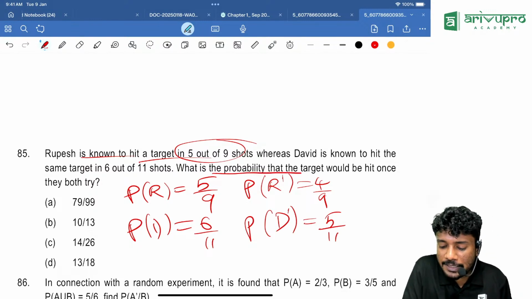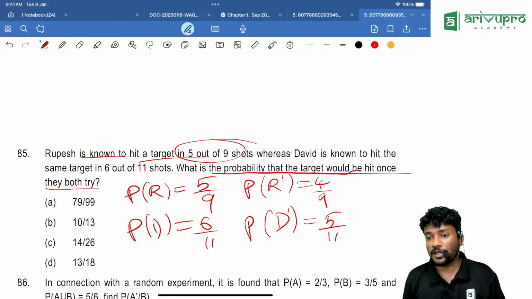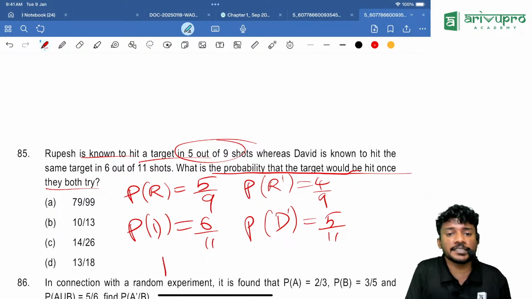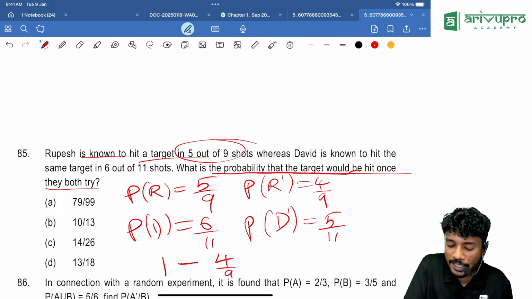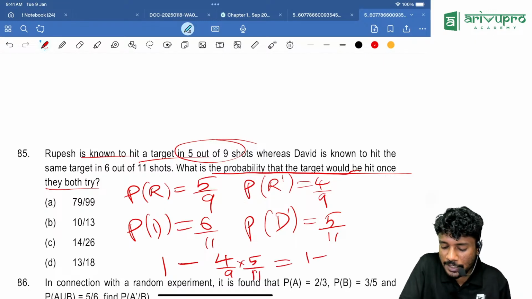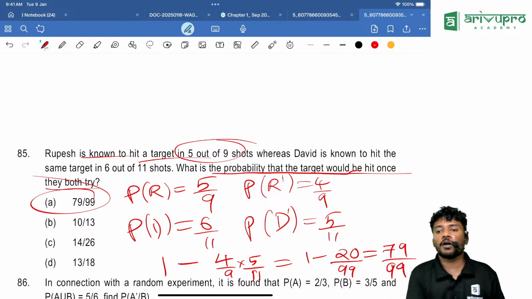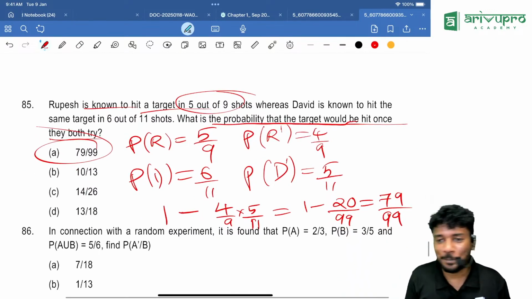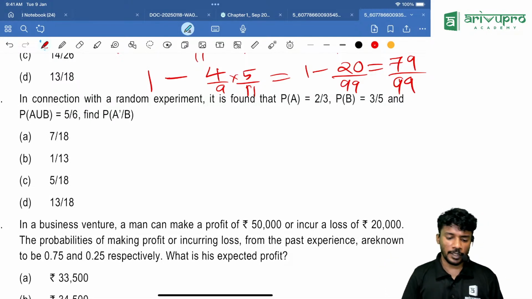Then the probability that the target would be hit if one of them tries. How will you do it? Total probability is how much? 1 minus both of them not hitting. That means 4 by 9 into 5 by 11. What is the answer? 1 minus 20 divided by 99, that is equal to 79 divided by 99. Option A. Now, do this. Everyone, try.